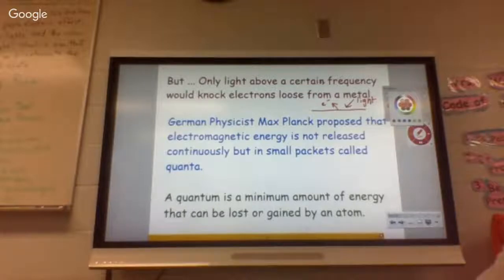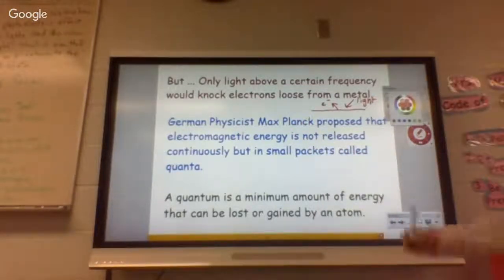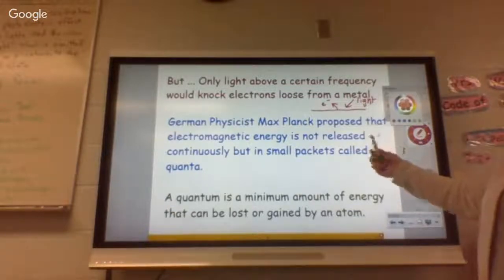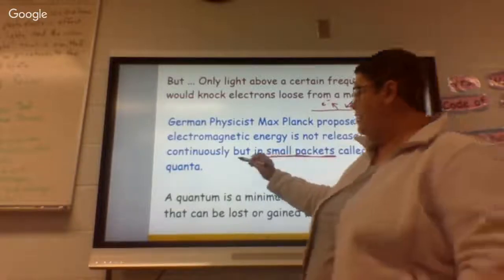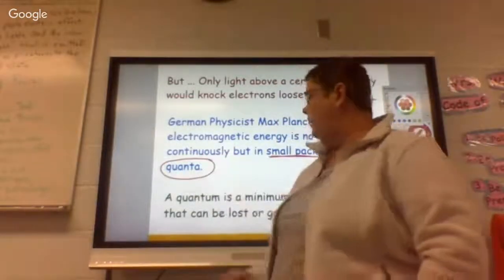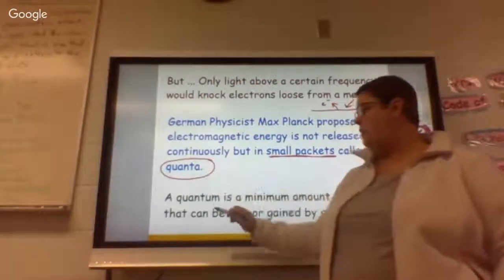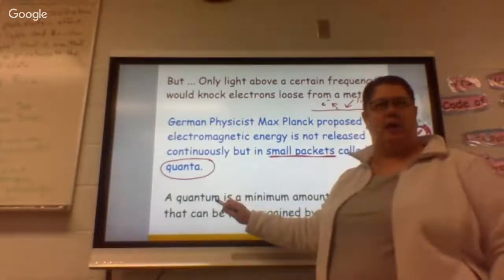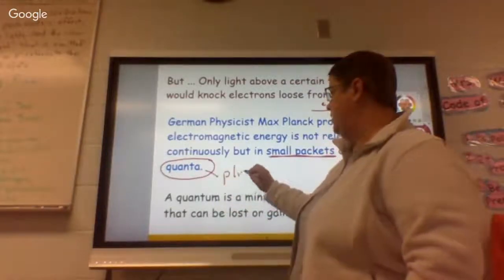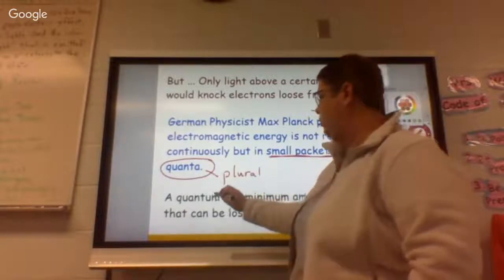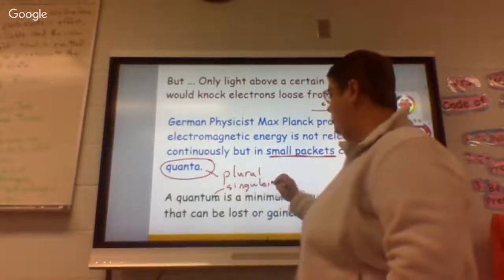Nobody knows why. So this cat from Germany, Max Planck, is saying that it has to be because they're only being emitted in small packets that he's calling quanta. Now, the only difference between quanta and quantum is singular and plural. Quanta is plural and quantum is singular. But they're the same word.